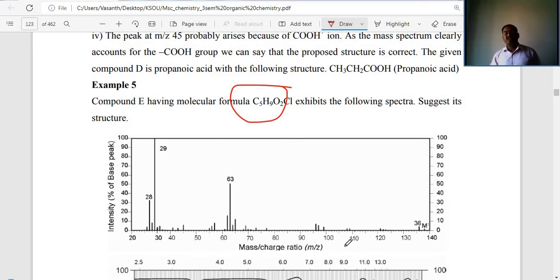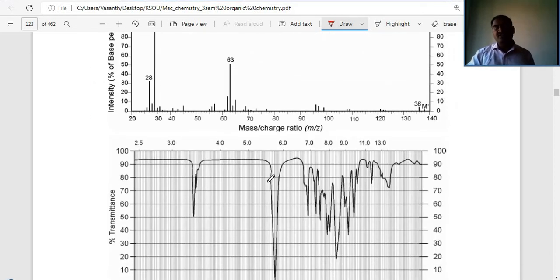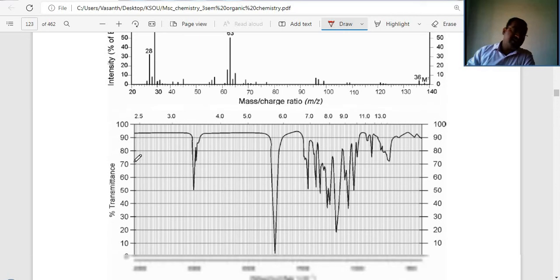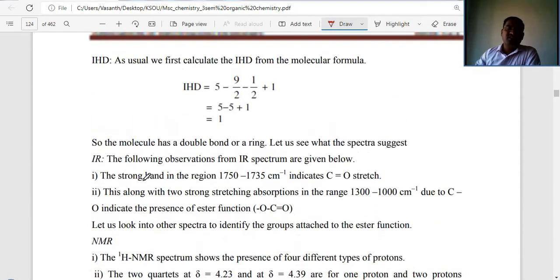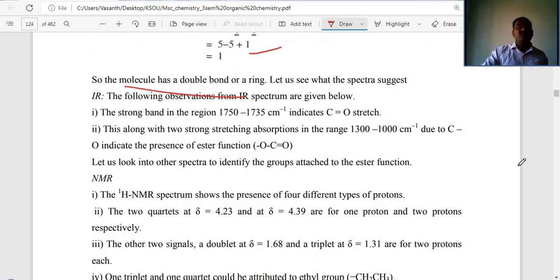C5H9O2 exhibits the following spectra. Observe the intensity graph and the transmittance graph here. First calculate the IHD from the normal formula. Here IHD is equal to 5 minus 9 by 2 plus 1 plus 1, which is 1 only. So the molecule has a double bond or a ring.